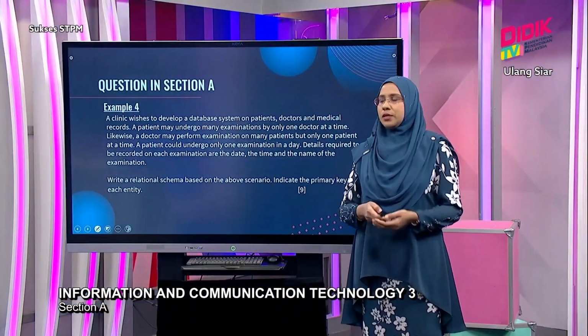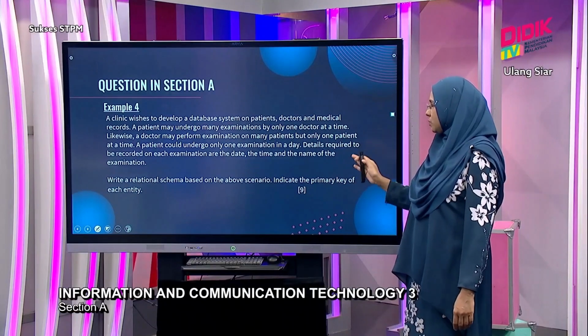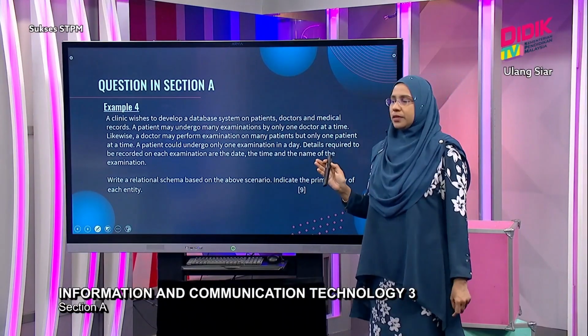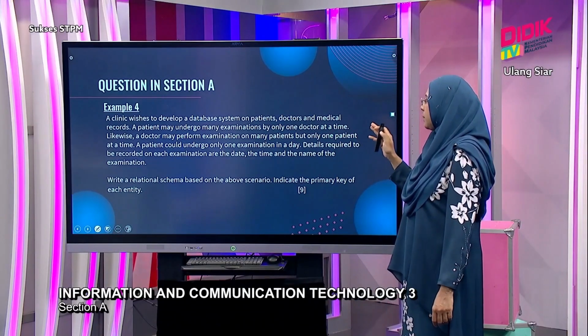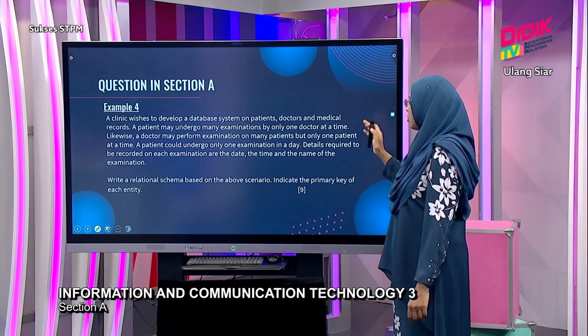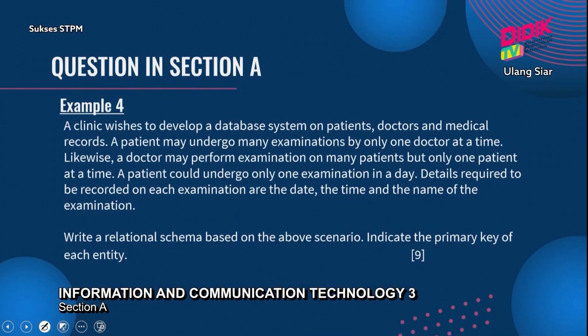Okay, so we proceed with example 4. Okay, so this one, again, a scenario is given. A clinic wishes to develop database system on patient and so on. Doctor and medical report. A patient may undergo many examination by only one doctor at a time. Likely, a doctor may perform examination on many patients, but only one patient will be recorded on each examination, the date, the time, and the name of the examination. Okay, so when you read, maybe you look like confusing. So many things inside. Okay, don't worry.